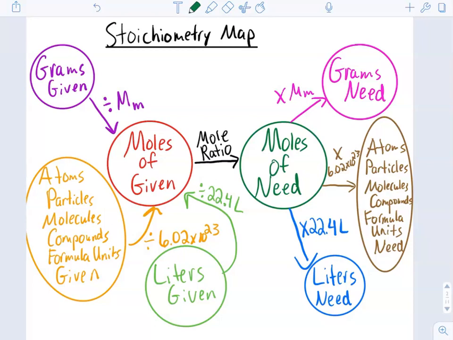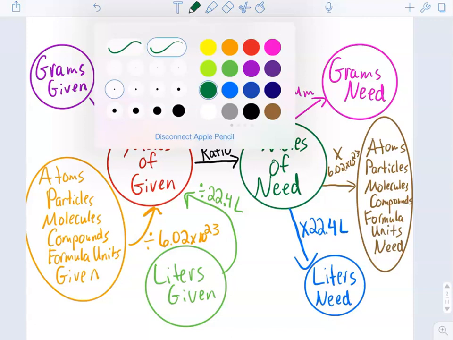Everyone, in this video we are going to be talking about stoichiometry. So the big thing with stoichiometry is that we are going to be doing conversions, and so the first thing that you need to do is pause this video and write this chart down, or this map. This map is going to show you exactly where to go depending on what you're given and what you need to go to.